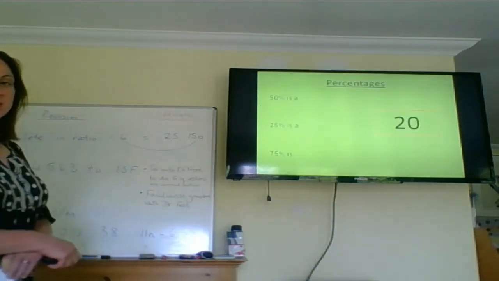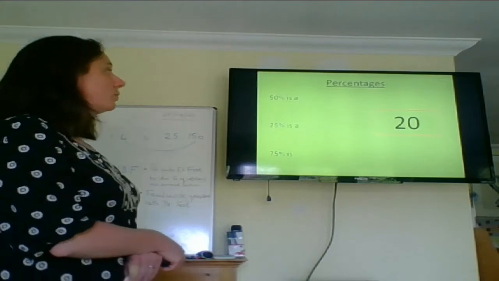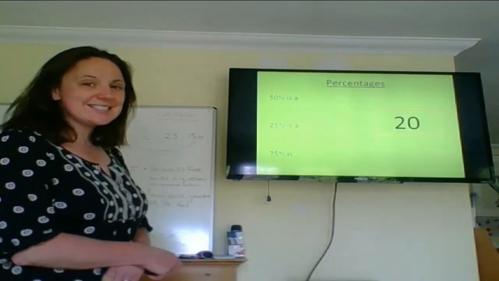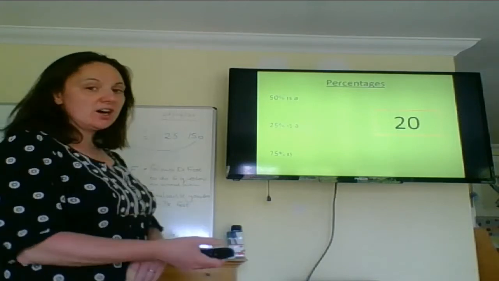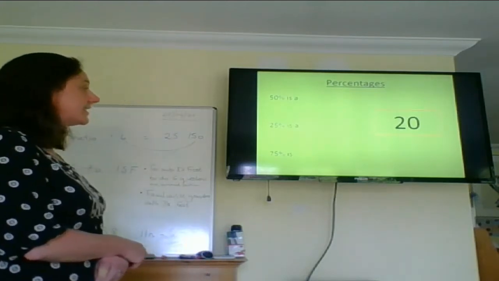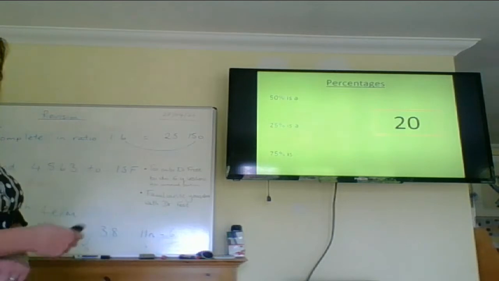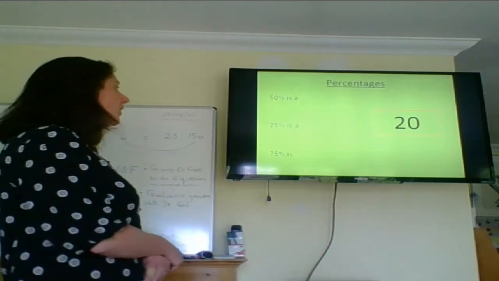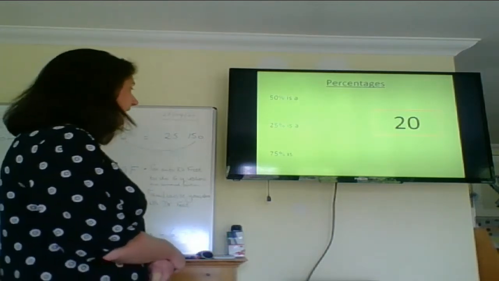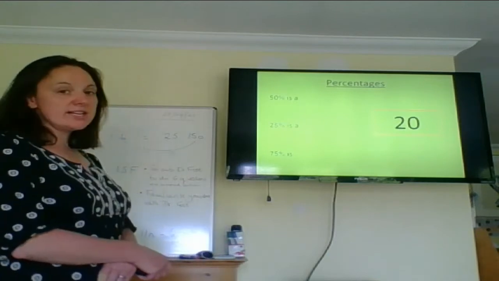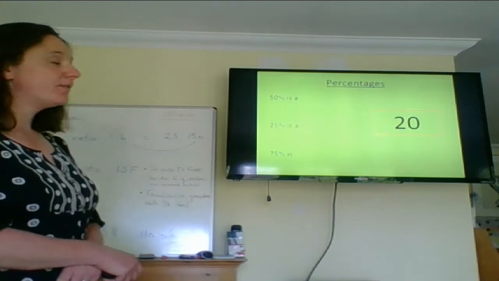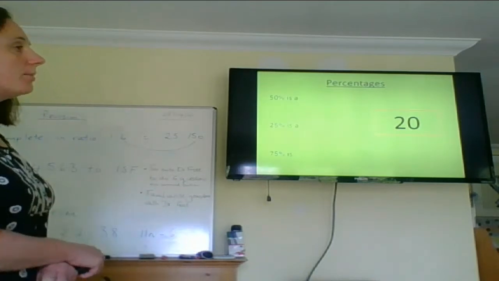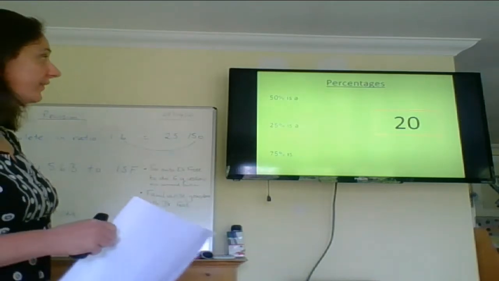Okay, looking at percentages, it's really important that you're familiar with the conversions between percentage, decimals, and fractions. So 50% is half. So half of 20 is 10. 25% is a quarter. A quarter of 20 is 5. 75% is 3 quarters. So 20 divided by 4 is 5, and then you times by the top number. 5 times 3 is 15.